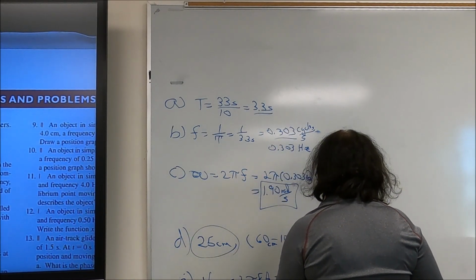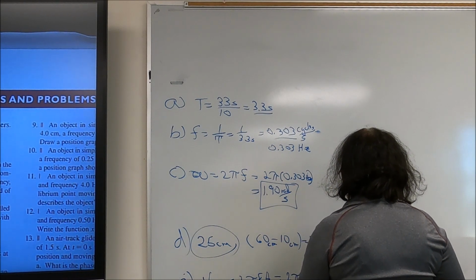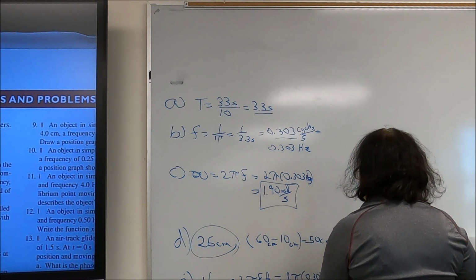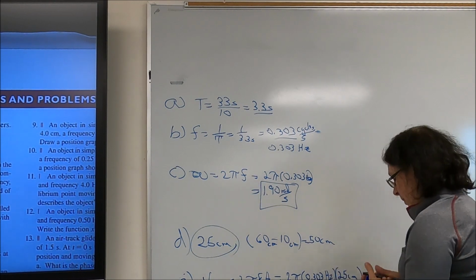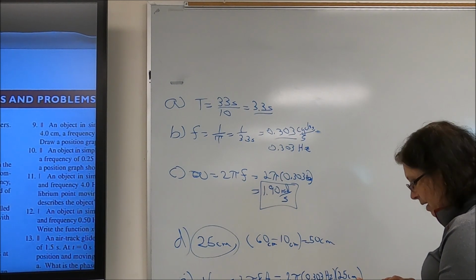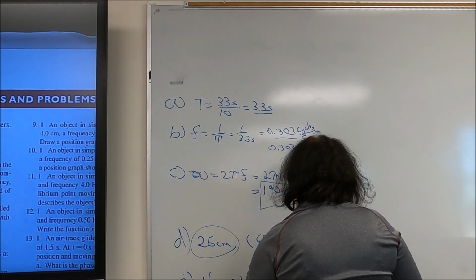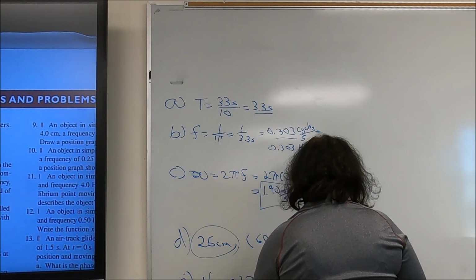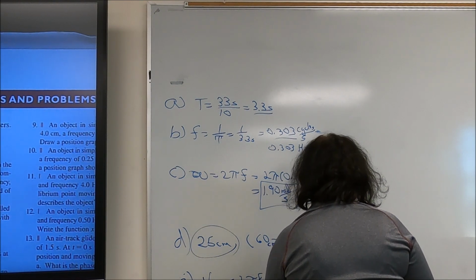So I'm going to have 2 pi times 0.303 hertz, and A is 25 centimeters. So 2 times pi times 0.303 times 25. That says that Vmax is 47.6 centimeters per second.